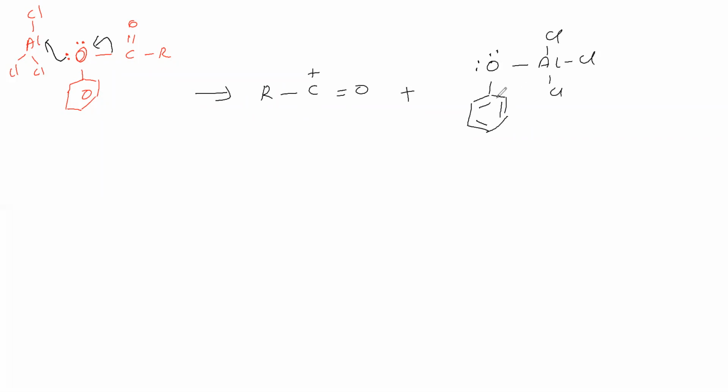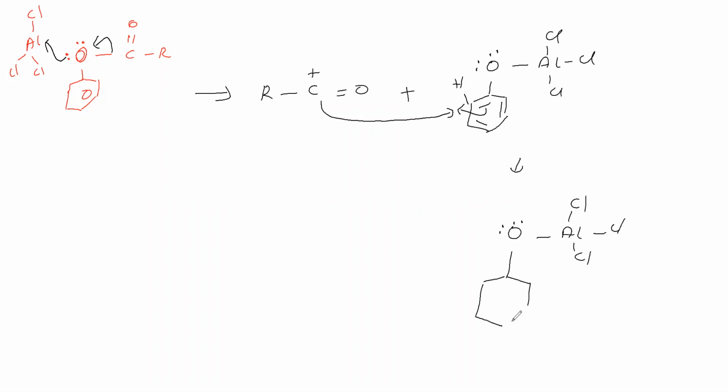Next, this acylium ion attacks at the ortho position, or attacks at the para position. It is coming here. This bond is shifting here. So that we will get AlCl3 here. Here phenyl ring, here pi bonds will give. Here positive charge. It is going for resonance.